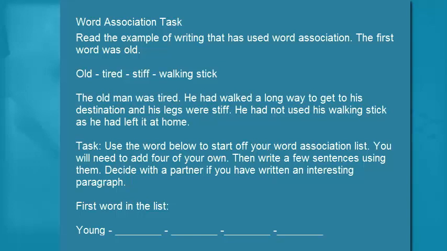Task. Use the word below to start off your word association list. You will need to add 4 of your own. Then write a few sentences using them. Decide with a partner if you have written an interesting paragraph. First word in the list. Young.